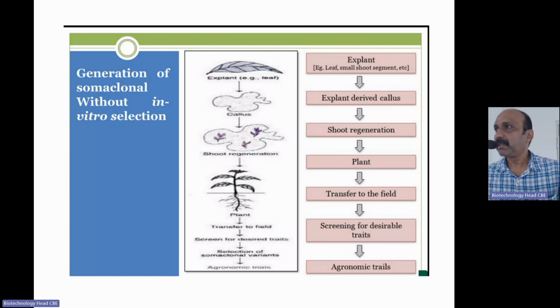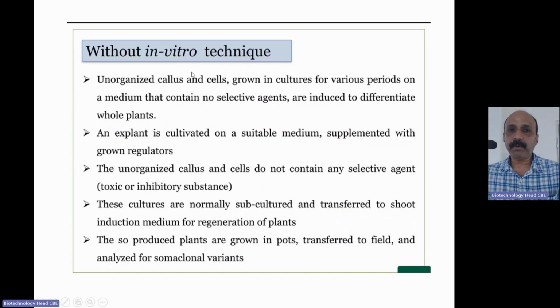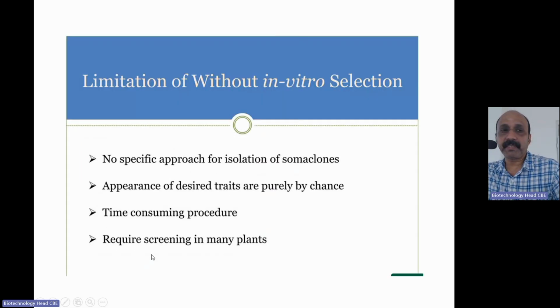We miss the objective, right? So we cannot get the desired character that we need. Without in vitro selection technique, you take this callus and grow the cells for various periods on a medium without any selective agents, and induce them to differentiate into whole plants. These plants are cultivated on a medium supplemented with growth regulators, and you get the callus, which does not contain any selective agents. These are normally subcultured, grown in pots, transferred to the field, and selected for some of our variants.